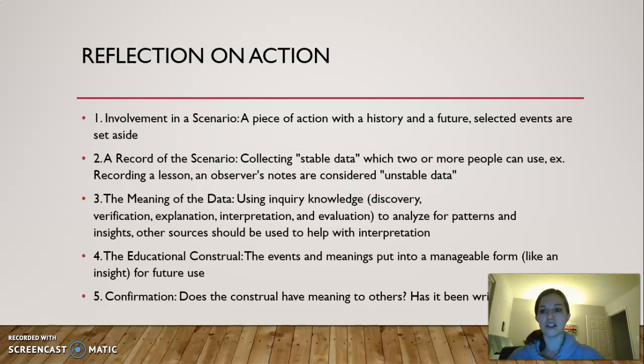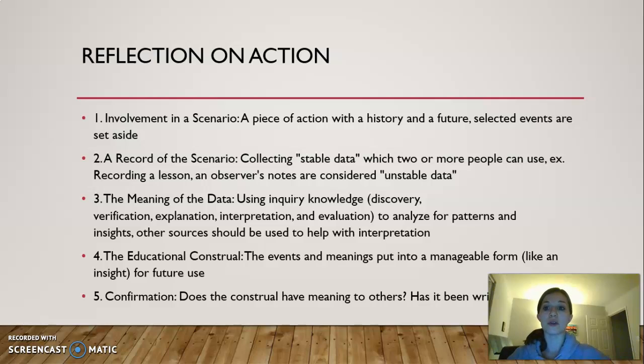So reflection on action has 5 steps to it. The first one is involvement in a scenario. So a piece of action with a history and a future, selected events are set aside. So basically an observation or setting up a time for a walkthrough.